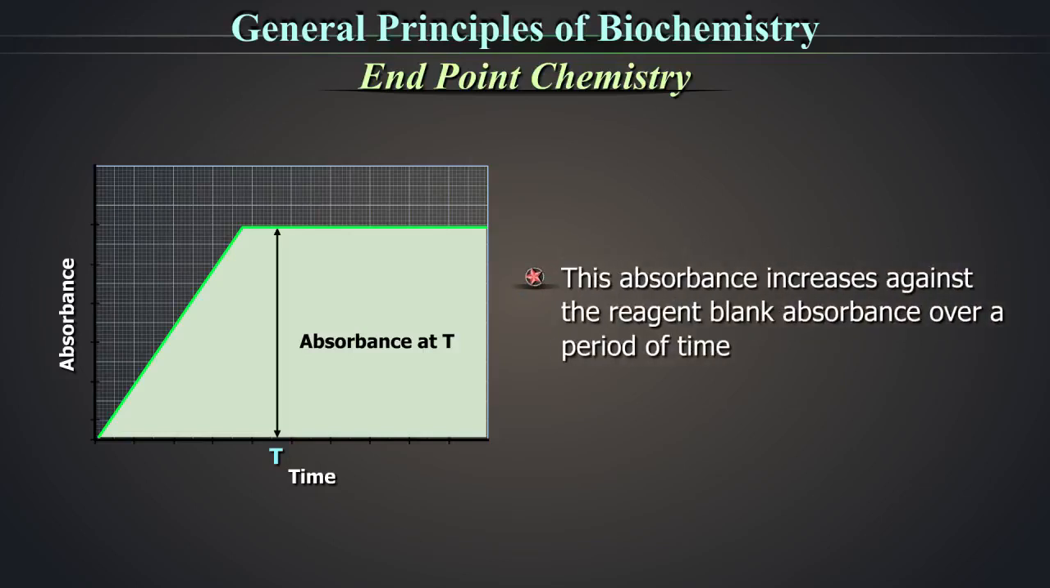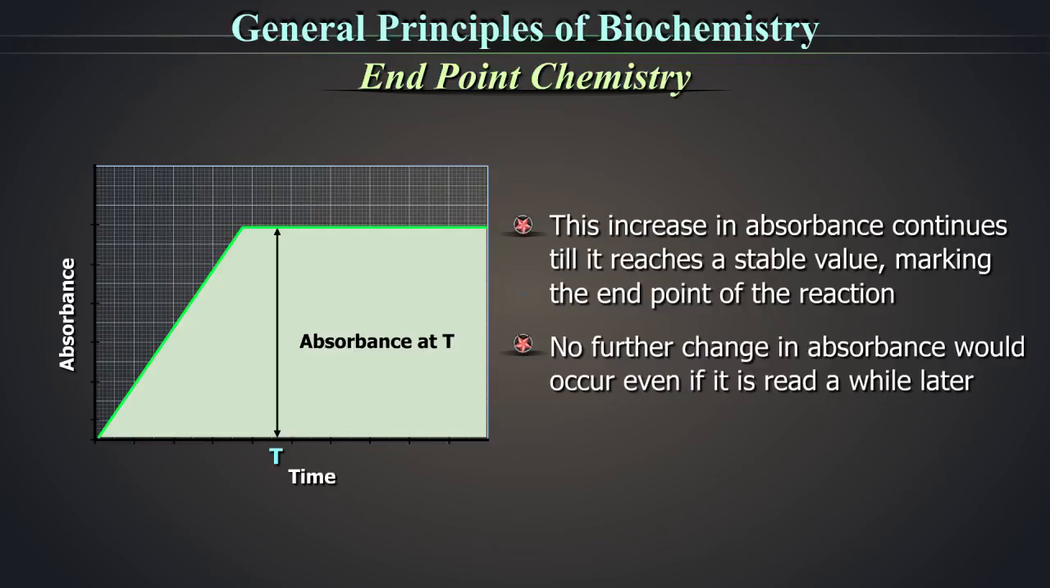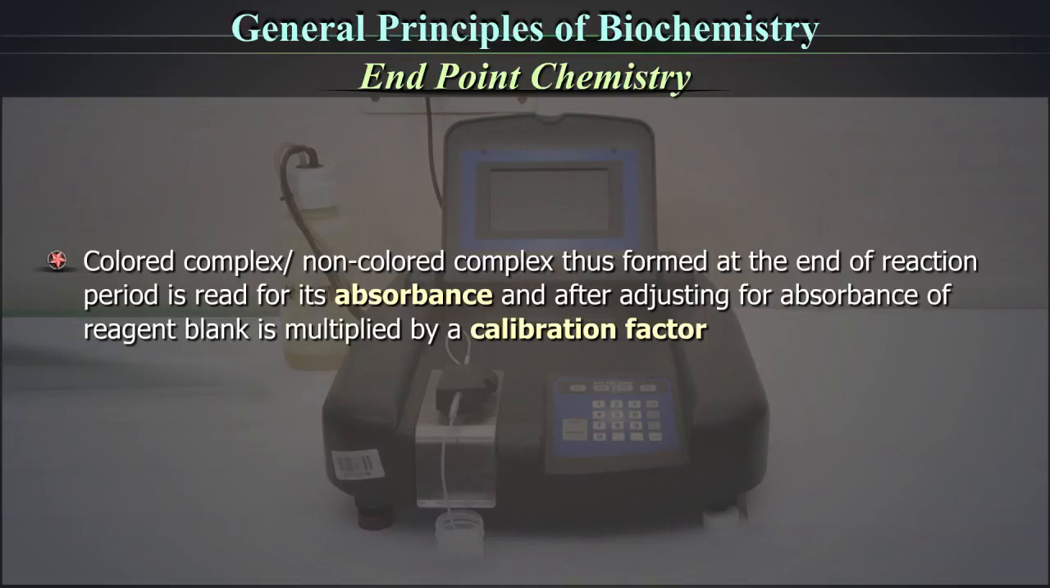This absorbance increases against the reagent blank absorbance over a period of time. This increase in absorbance continues till it reaches a stable value, marking the endpoint of the reaction. No further change in absorbance would occur if it is read a while later. The colored complex or non-colored complex thus formed at the end of the reaction period is read for its absorbance and multiplied by a calibration factor to get the value of the analyte in that sample.